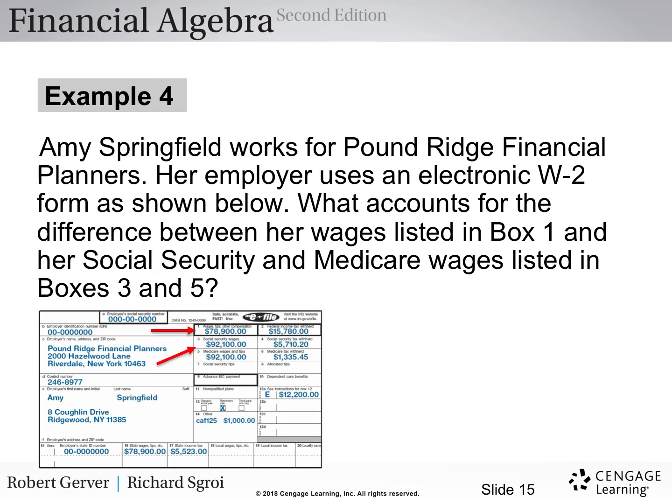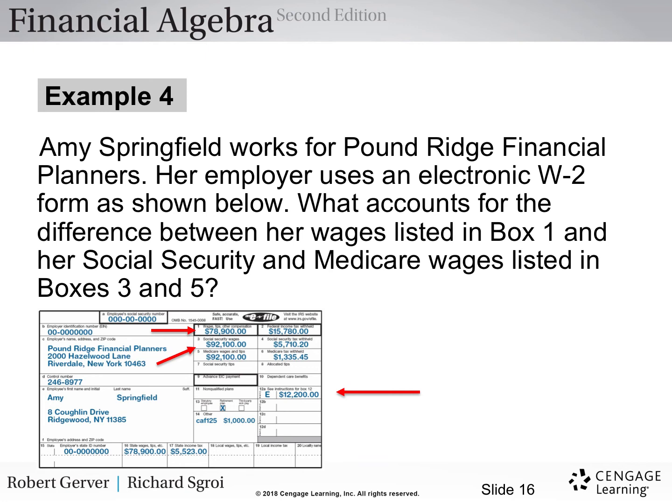So first of all, let's see where these two boxes are. You'll notice in box 1, she's got wages, tips, and other compensation, where this arrow points right here, and that's listed as $78,900. Box 3 is the Social Security wages, which is $92,100, which is in box 3. So why the difference?